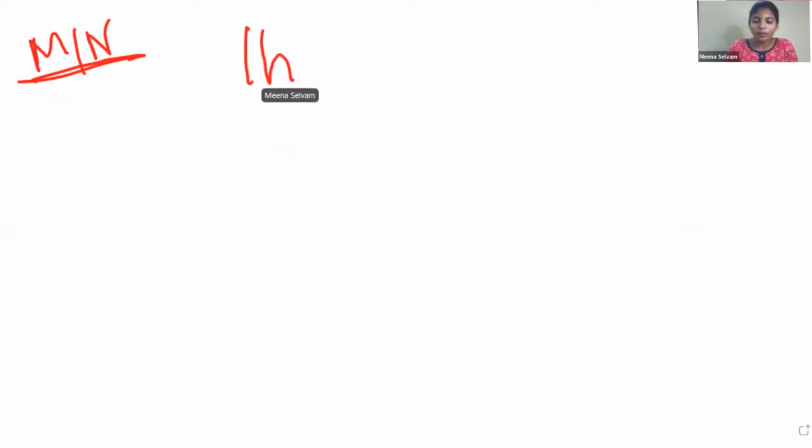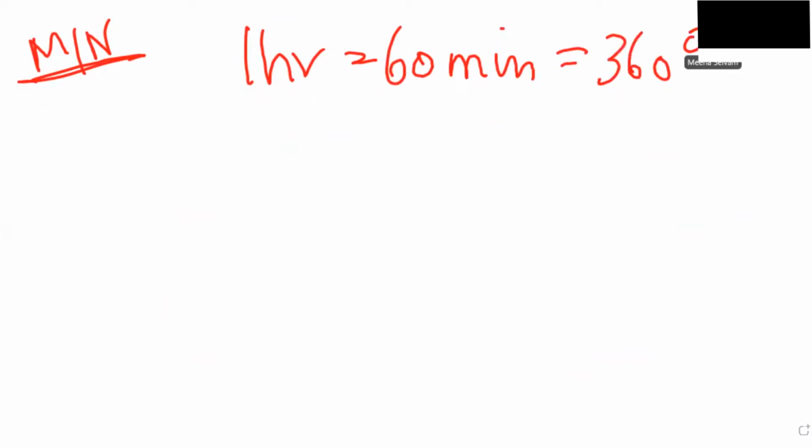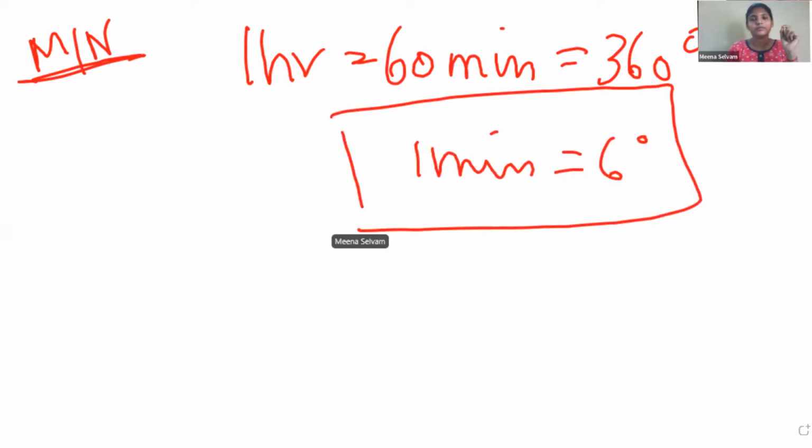So next, let us see about the minute hand. For 1 hour, there are 60 minutes. The minute hand will do the rotation for every 1 hour, right? So for 1 hour, which is 60 minutes, for every 1 hour, it completes the 360 degree. Yes or no? So for 1 minute, how many degrees does it move? It is 6 degree.